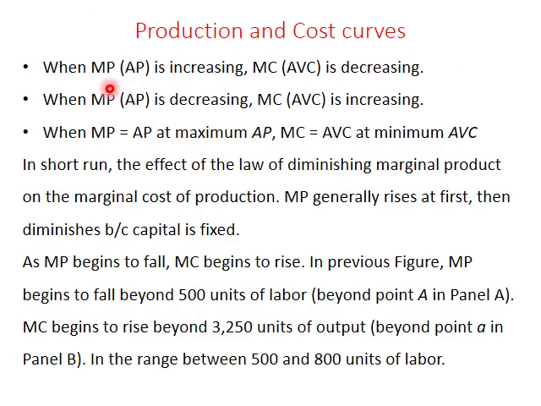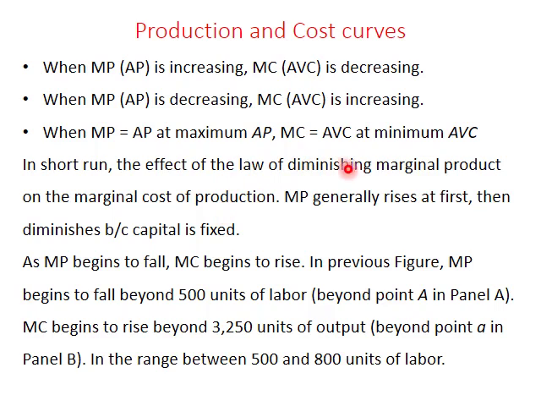This is also the discussion for the previous graph. When marginal product is increasing, the marginal cost is decreasing because of the inverse relationship. And when the marginal product is decreasing, the marginal cost is increasing because of the inverse relationship. And when marginal product equals average product, we get maximum average product. And when marginal cost equals average cost, we get minimum average cost, as we saw from the previous graphs.